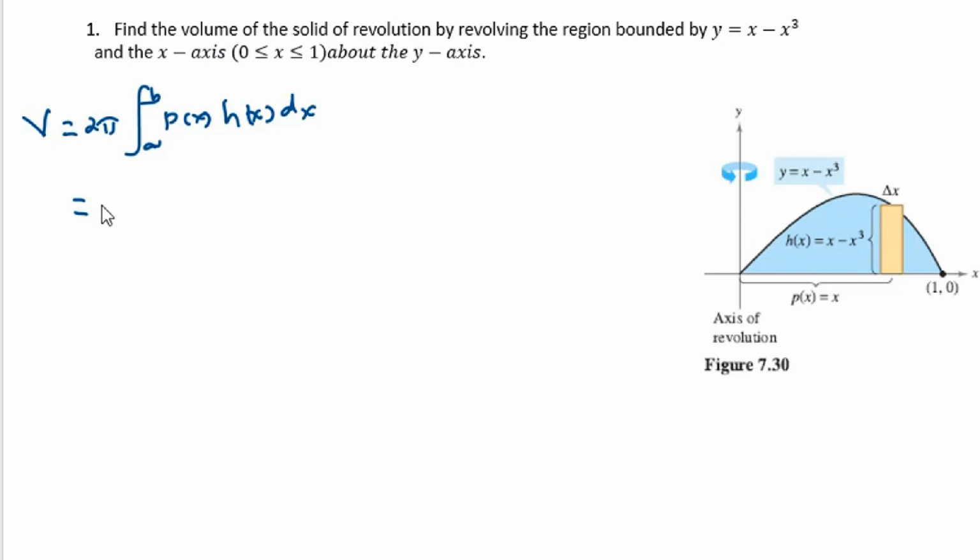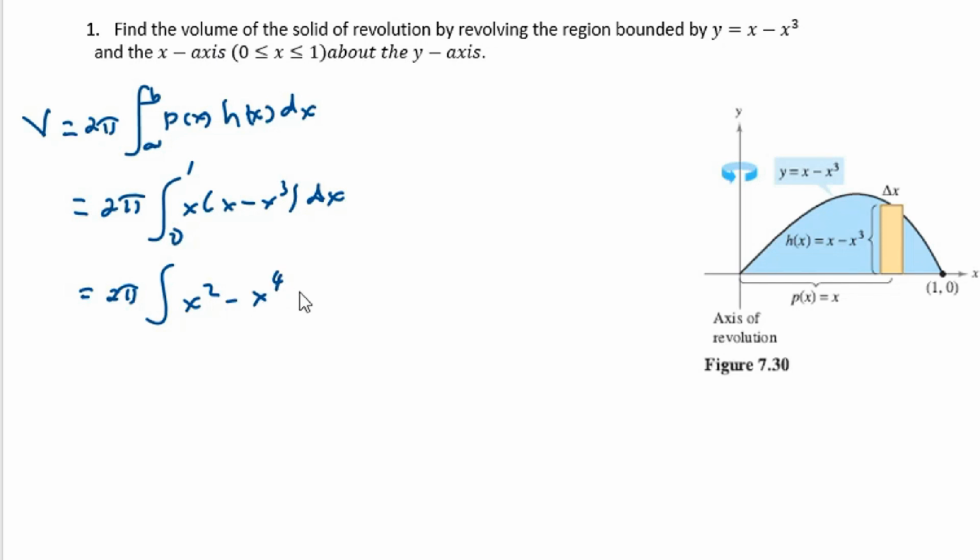So we have 2 pi times the integral of p of x, which is x, times h of x, which is x minus x cubed, dx, from 0 to 1. Simplifying, we can write this as 2 pi times the integral of x squared minus x to the power of 4 dx, from 0 to 1.